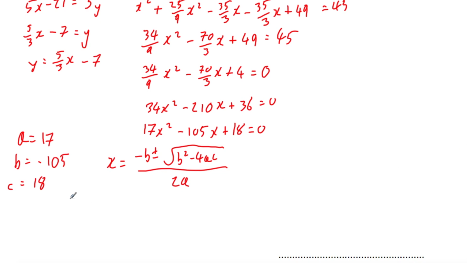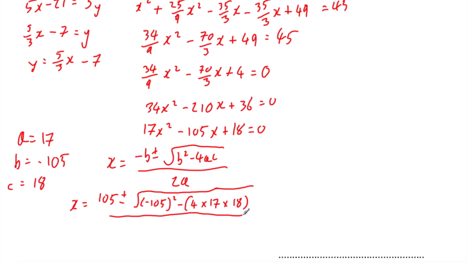So we've got here x equals minus b. Well, b was minus 105, so minus b would be, then make it positive, 105, plus or minus the square root of b squared, so that would be minus 105 squared. I'll work that out in a minute. Minus, and I like to put this all in a bracket here, 4 multiplied by a, which is 17, multiplied by c, which is 18. Close brackets. So that's what's under the square root, and that's the numerator completed, all divided by 2a, so 2 times 17. So let's work this out and see what we get.